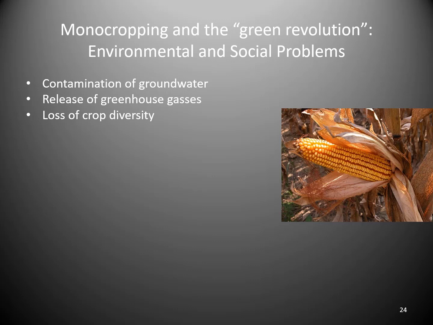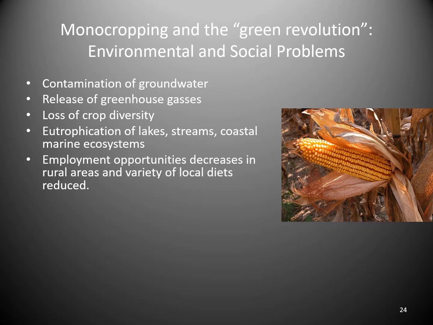When you simplify the ecosystem and you're growing just one or two species, now that entire population in that field is vulnerable to whatever climatic or pest fluctuation might come along. And so that's one of the problems with monocropping as well. Also, eutrophication, a nutrient explosion via fertilizer runoff of our lakes, our streams, and our coastal marine ecosystems, creating these hypoxic dead zones, destroying entire ecosystems.